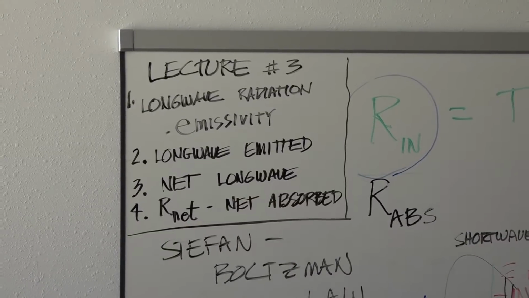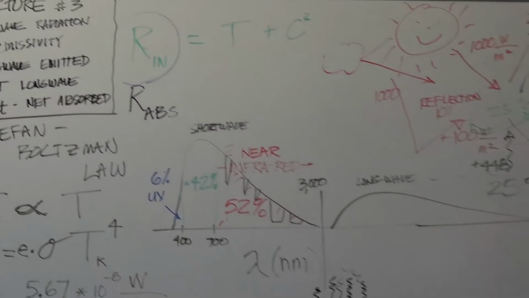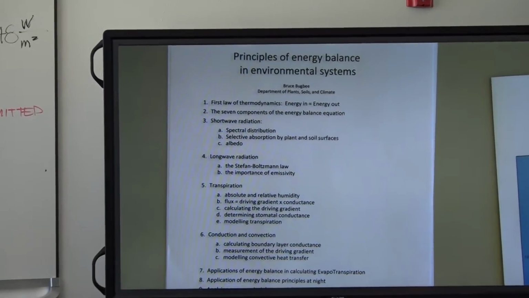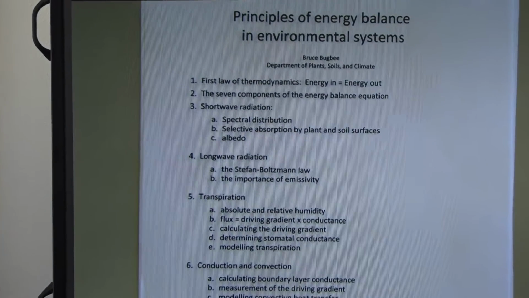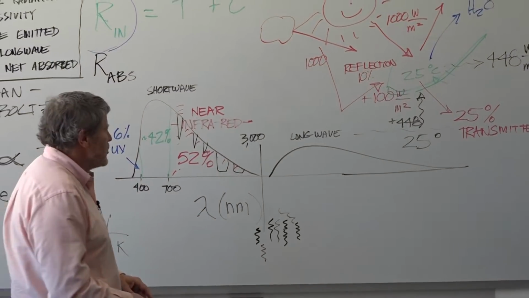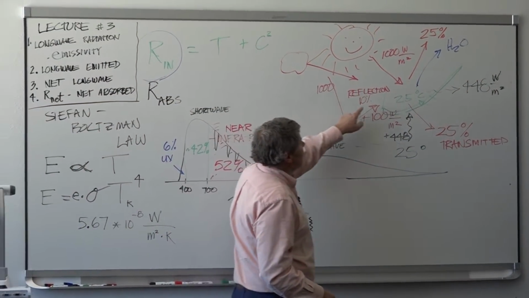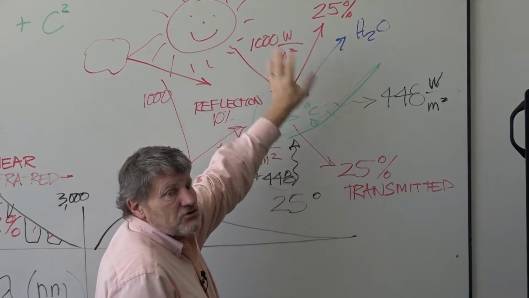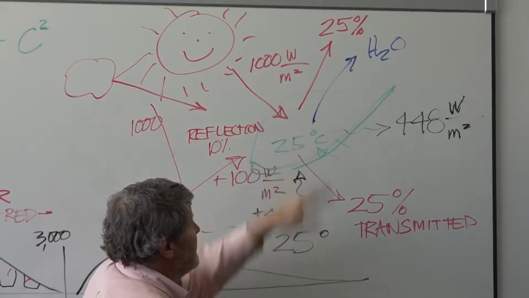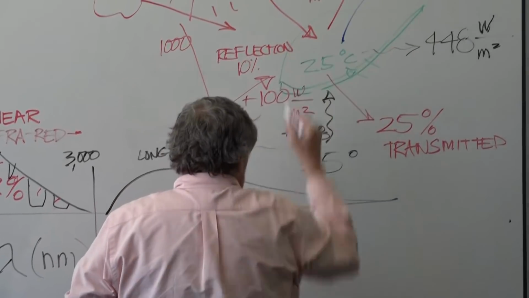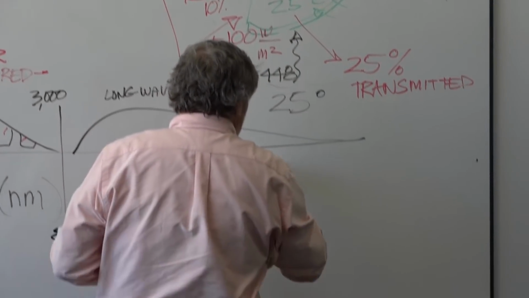Before I start, we're somewhere in here. I made a small error, and people say there are no small errors, no small typos. There are typos. Yesterday, when I did this, we have 1,000 in, and 50% reflected, so 50% was absorbed. So this shortwave in was 500, that's correct.